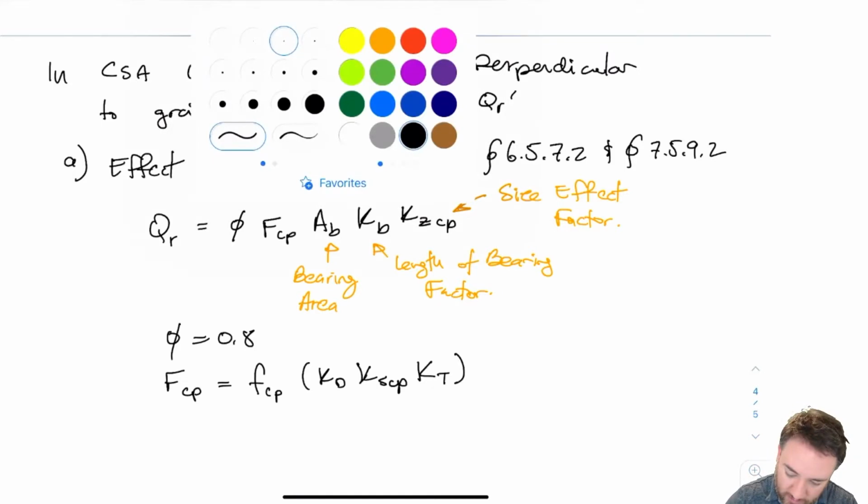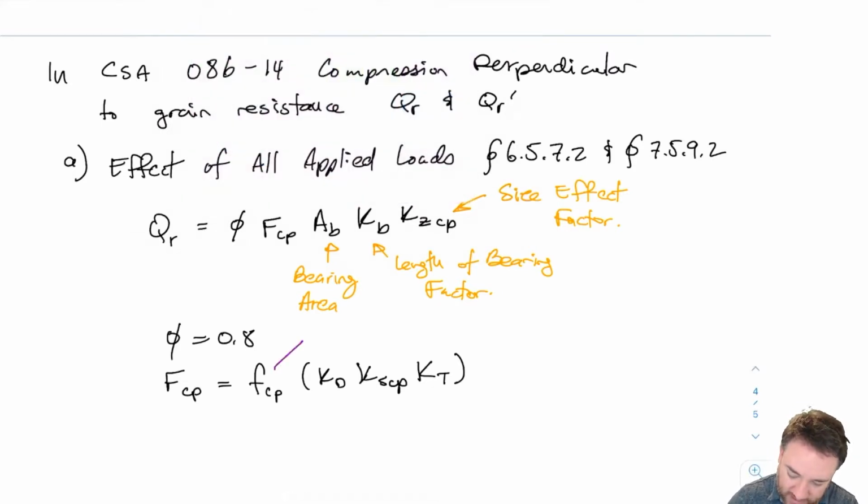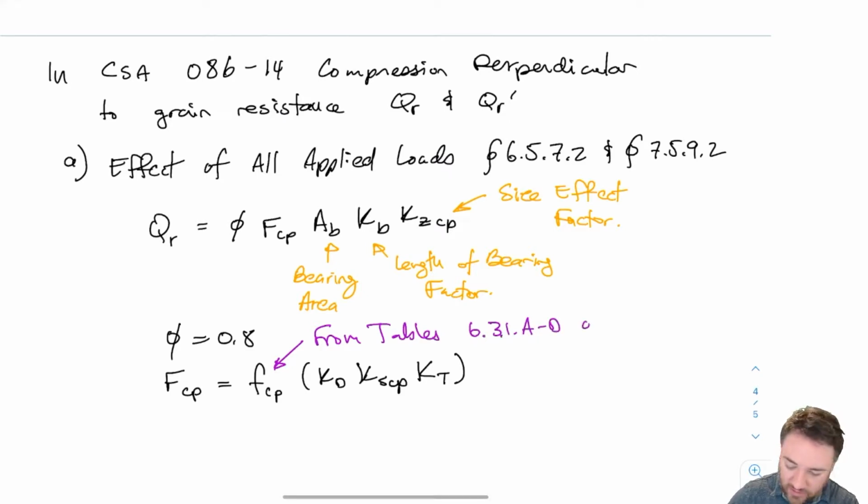Okay, and where do we get this FCP? We get that from our tables, 6.3.1, A through D, if I'm talking about lumber, or 7.3 if I'm talking about glulam.